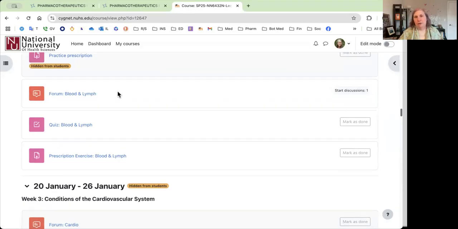So in the forum, you interact with each other. The quiz you do on your own. You have till Sunday night, 11:59, and the prescription exercise is due in the same time frame. All of this is due Sunday nights. The prescription is the prescription. I do want you to have the pertinent information, and I also want you to have pertinent information about potential side effects and contraindications. If the contraindications are present, then you can't prescribe it. So just things to think about there.